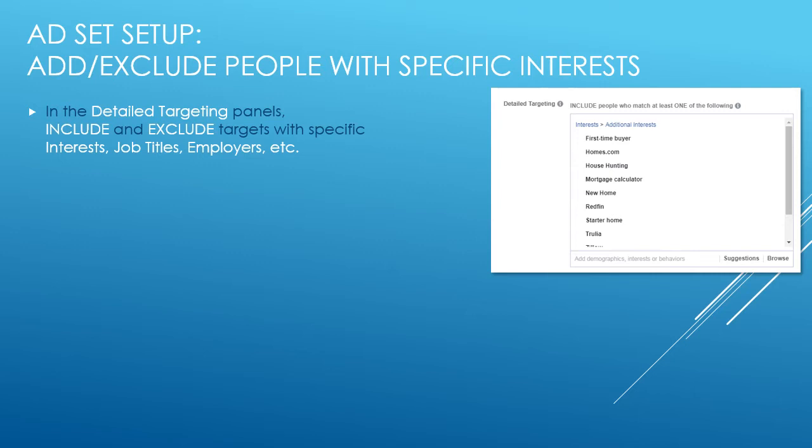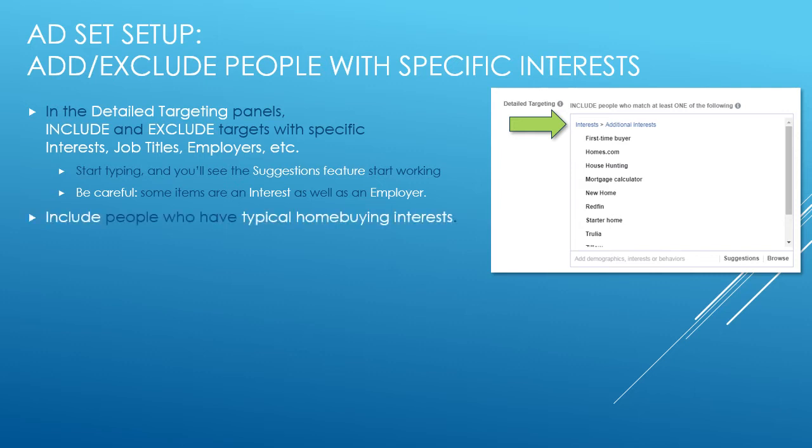So we're looking for people who are interested in buying a home. So start typing various interests and you'll see the suggestions feature go to work. And one of the things you're going to want to be careful about is sometimes you'll type an interest that also is an employer. So be sure to choose the one that says interest if that's what you're interested in targeting on. In this case, I've selected interests like first-time buyer, Homes.com, Trulia, Zillow, Redfin.